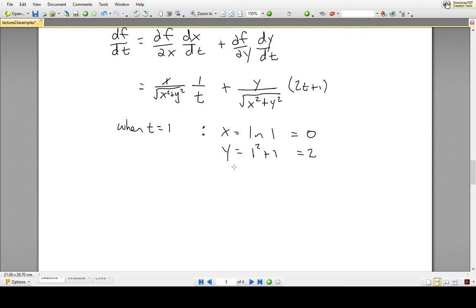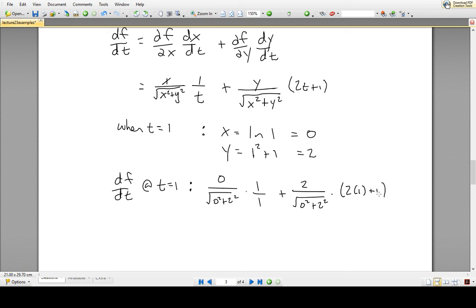So now we have all the things we need to plug in here. So df by dt at, say, t equals 1 is: sub in x, so we get 0 over the square root of 0 squared plus 2 squared, times 1 over 1. Sub in t equals 1, plus y here is 2 divided by the square root of 0 squared plus 2 squared, times, sub in t equals 1 into this, 2 times 1 plus 1.